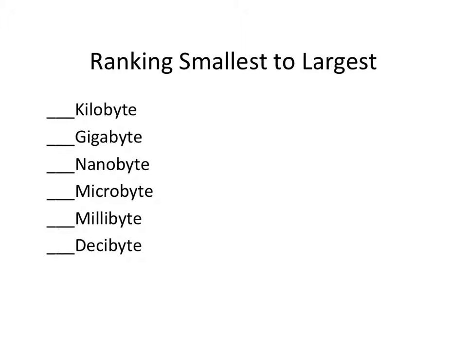On this page, we're going to rank smallest to largest. So all of this involves understanding the prefixes for the metric system or the SI system. The smallest one that I can see on here is nano. So I'll call this 1. After nano comes micro, so this will be 2. After that is milli, which is 3. Deci will be 4. The reason I do this is 10 to the negative 9, this is 10 to the negative 6, 10 to the negative 3, and 10 to the negative 1.